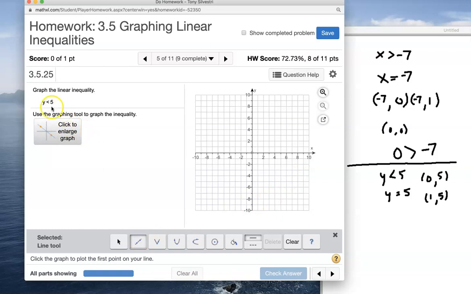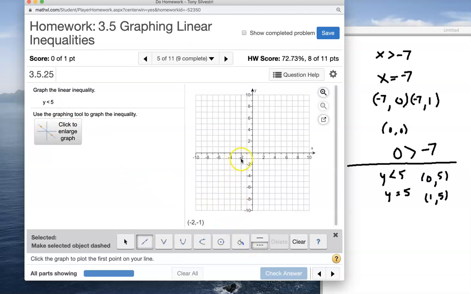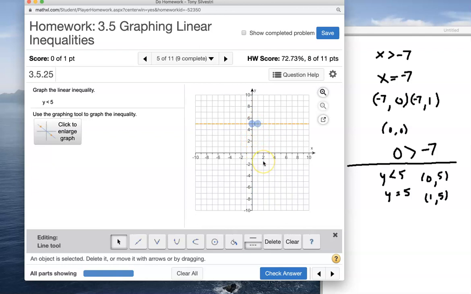I see there's no equals on this inequality, so I'm making sure that this is a dashed line. Okay, plot this. 0, 5 is that. 1, 0 is this. There's my line right there.